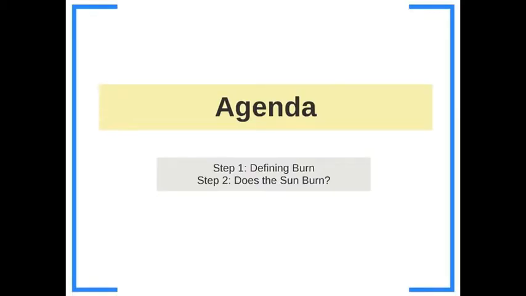So for today's agenda, the first step is going to be a scientific experiment where I'm going to determine the required elements necessary to have an object burn. The second step is to show the relationship, or the lack of, between the sun and the necessities needed for an object to burn.